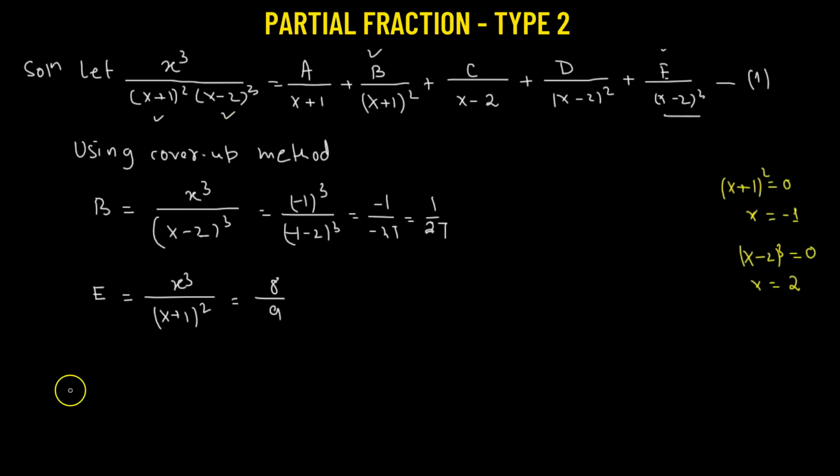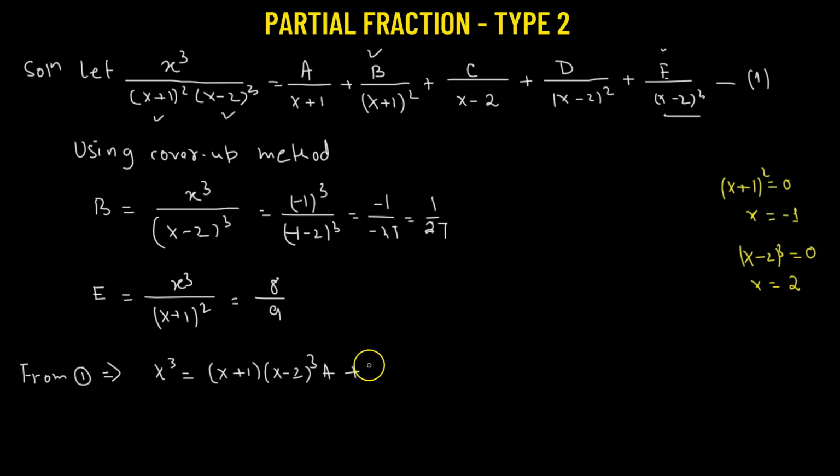Now coming back to equation number 1. From equation number 1, we're going to multiply throughout with the denominator (x + 1) whole squared and (x - 2) whole cubed. On the left-hand side, we're going to have x cubed. On the right-hand side, we're going to have (x + 1) multiplied by (x - 2) whole cubed times A. That's the first term.